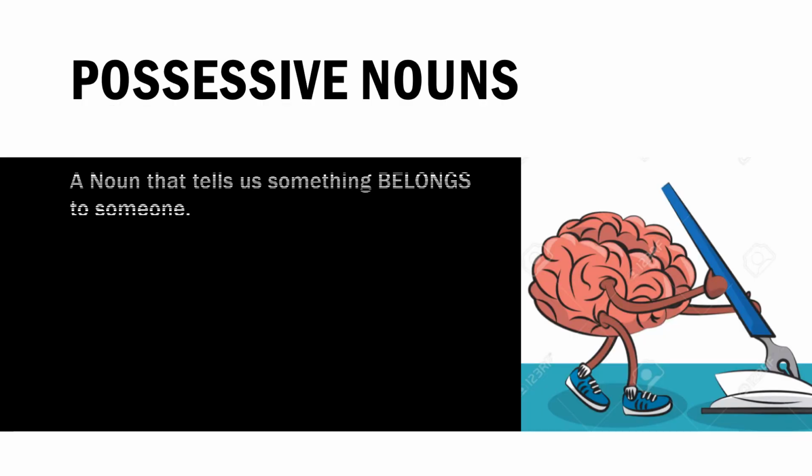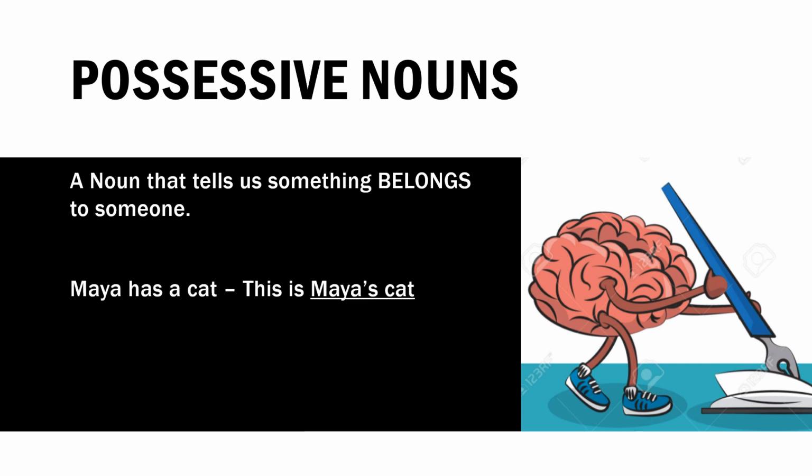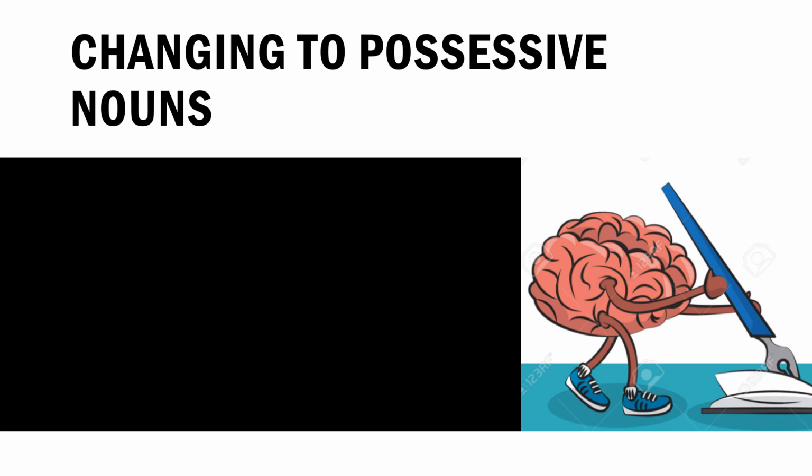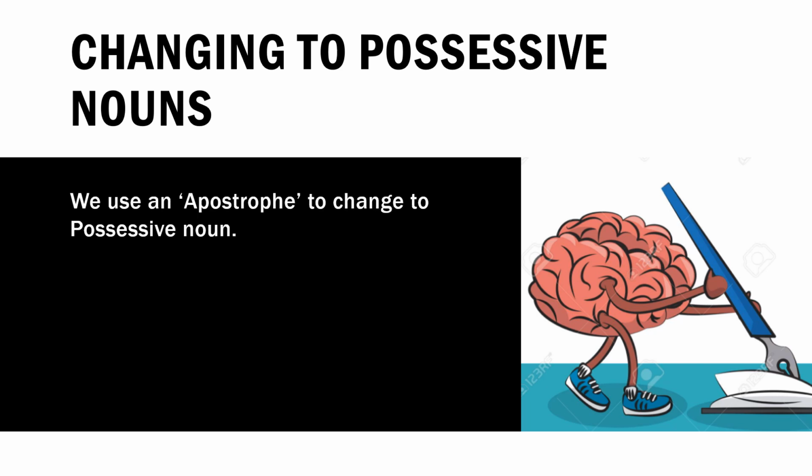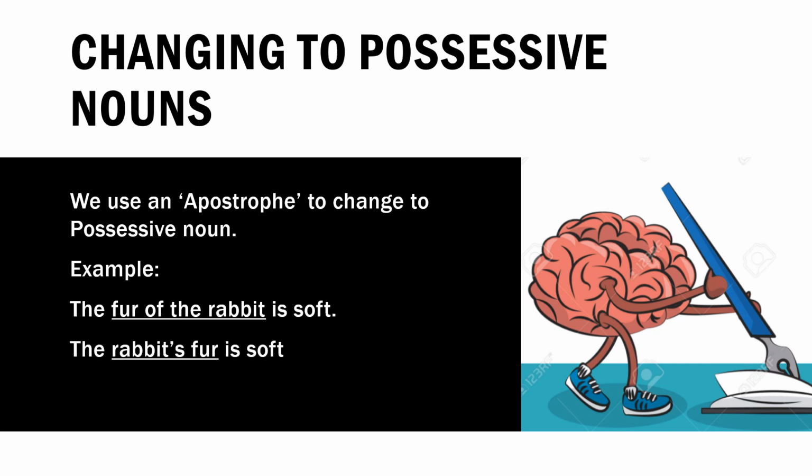Possessive nouns. A noun that tells us something belongs to someone. For example, Maya has a cat. This is Maya's cat. Here, Maya's is a possessive noun. So how do we change to possessive nouns? We use an apostrophe to change to possessive noun. Example, the fur of the rabbit is soft. The rabbit's fur is soft. You can see the fur of the rabbit, we have changed it to a possessive noun using an apostrophe. It becomes rabbit's fur.